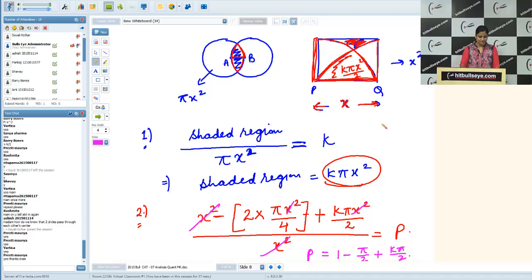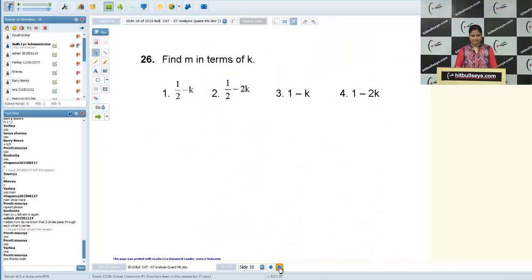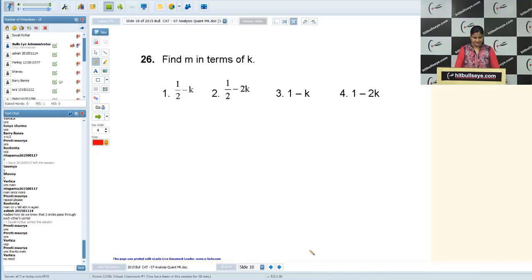Is it okay, Preeti? Okay, let us move. That was question number 25. Similarly, we have one more question: find m in terms of k. Similarly, we'll make use of the third direction where m is mentioned. In a similar manner, we'll calculate m in terms of k. Should I solve this sum or should I move further? Should I go further, guys? Please write and explain if you have a problem in this part as well.